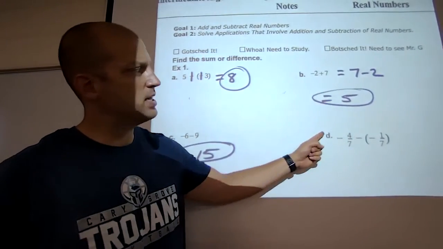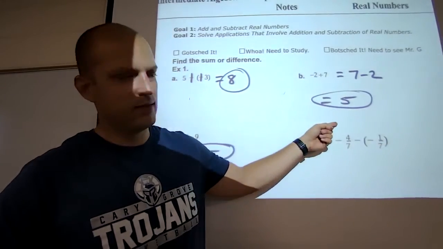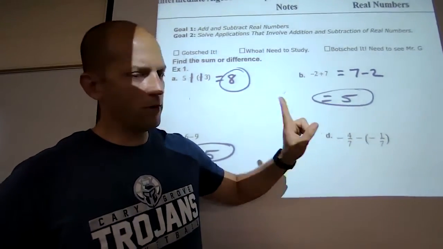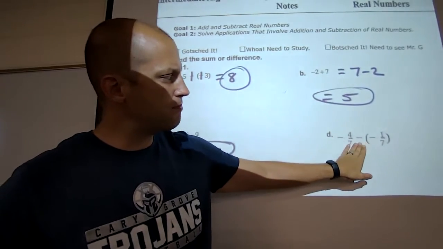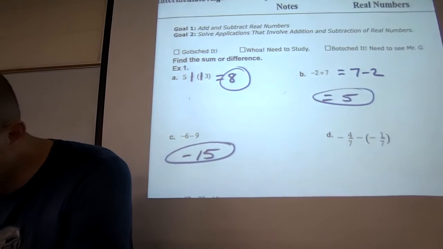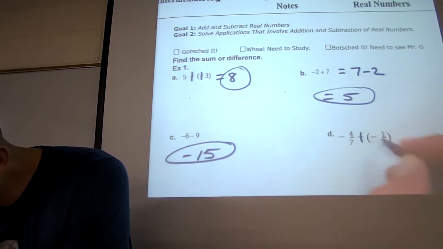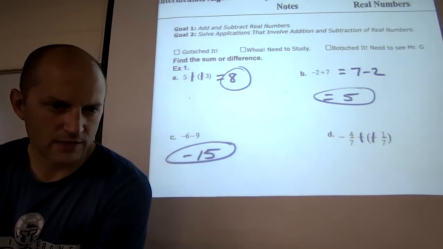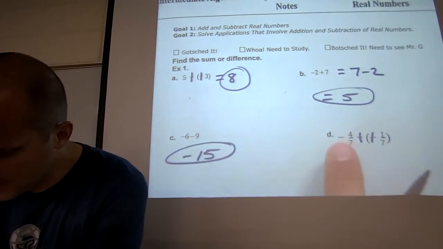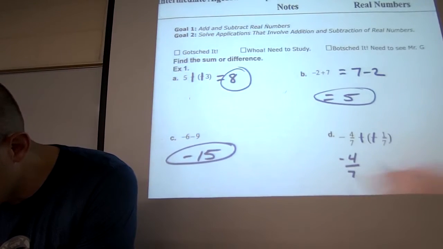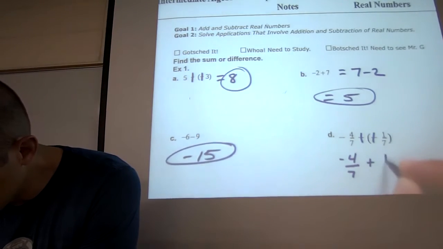Next, we got fractions. Oh my gosh, we got fractions. The first thing that I see is I have minus a negative. And Riley said, well, let's make that a positive. So make that a positive. So now I see negative 4 sevenths plus 1 seventh. You can even rewrite this if you want.